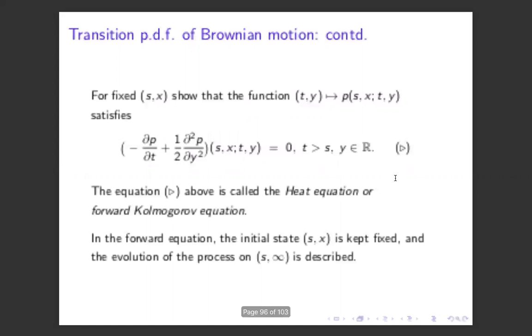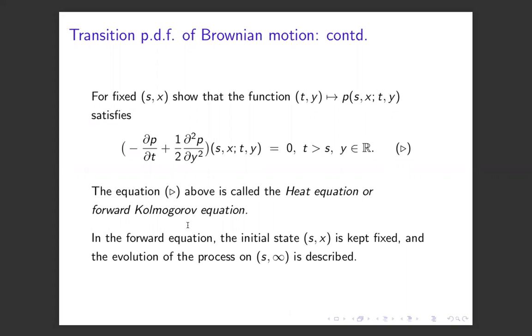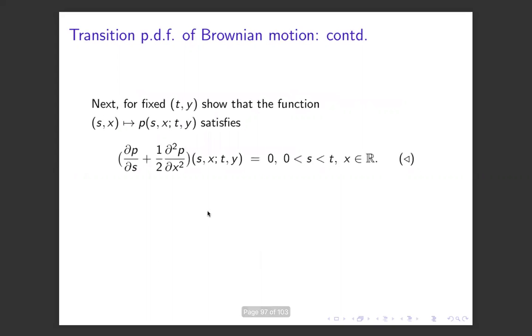Okay, now that we have got the forward equation, the backward Kolmogorov cannot be far off. Fix the terminal variables t and y, and show that the function as a function of s and x satisfies this equation: del p over del s plus half del squared p over del x squared is 0. But here, s is constrained to be less than t. And the arrow shows the backward direction of this.